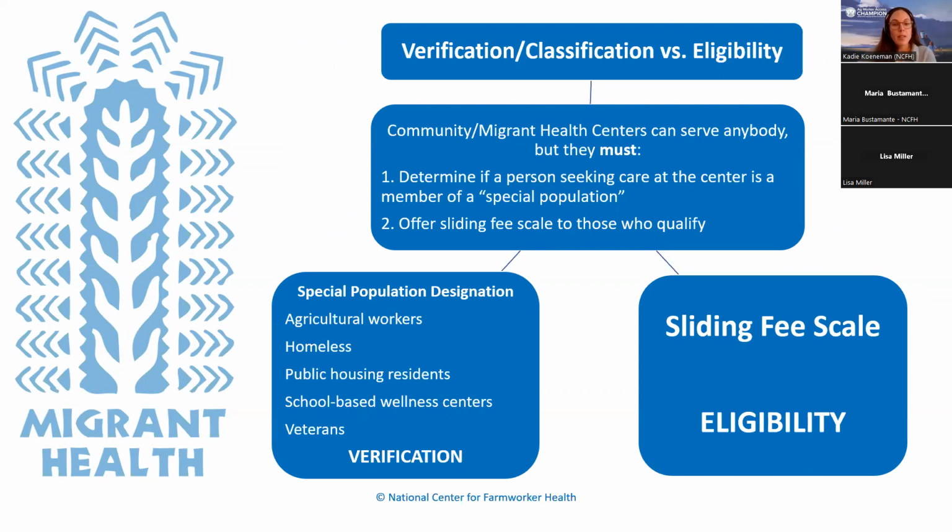So this slide talks about the difference between verification and eligibility as it's related to agricultural worker special population designation. It's important to remember that we are verifying special population status when we identify a patient or family member as an agricultural worker to properly report and document in the UDS report. This does not have anything to do with the person's eligibility to receive healthcare services at your health center.